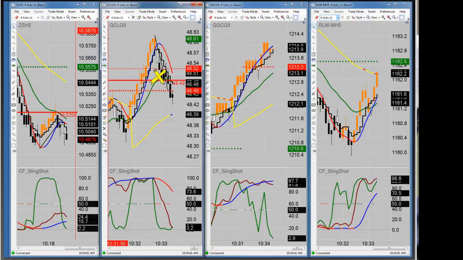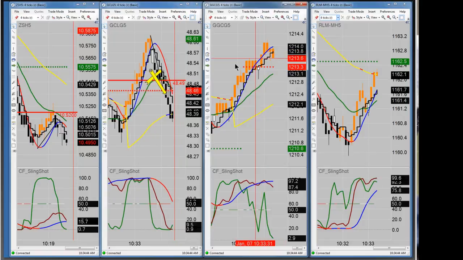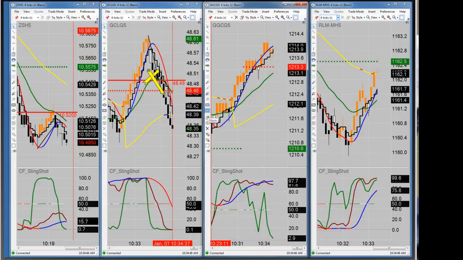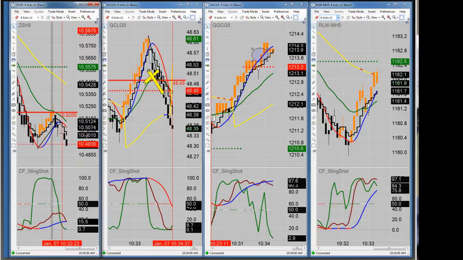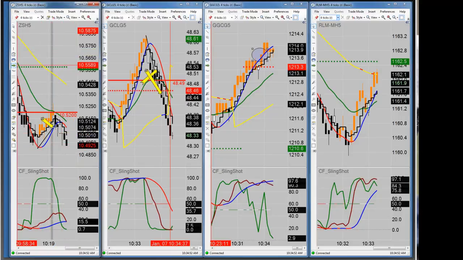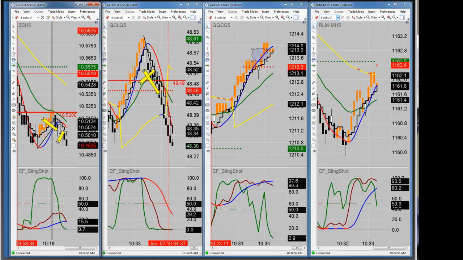Let me get to that. There was a long trade over here on the gold too that I missed. Okay, right here. And I've got to draw in my soybean trade. I was short there at a quarter and it came back over here and stopped me out at a quarter.